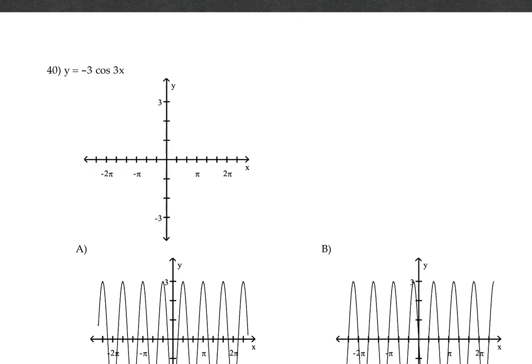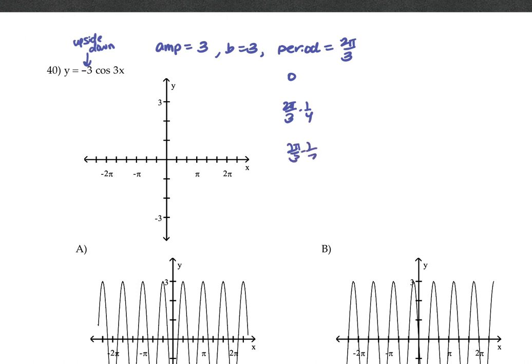Okay, 40 is cosine, so same process, different curve shape, that's all. The negative A means this is upside down. The amplitude is still the absolute value of that, which is 3. The B is 3, which means the period is 2 pi over 3. No phase shift, so the first point is at 0, then 2 pi over 3 times a fourth, then 2 pi over 3 times a half, then 2 pi over 3 times 3/4. Last one is 2 pi over 3.